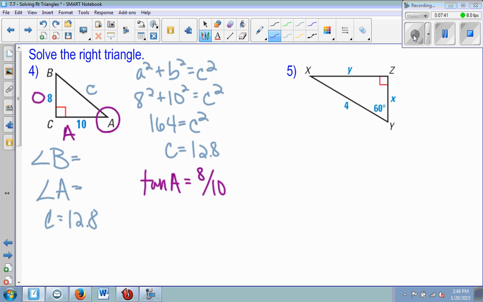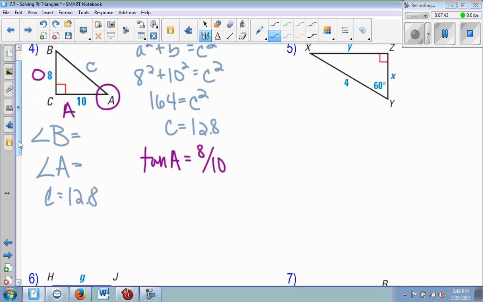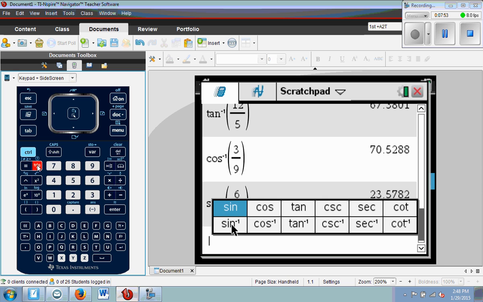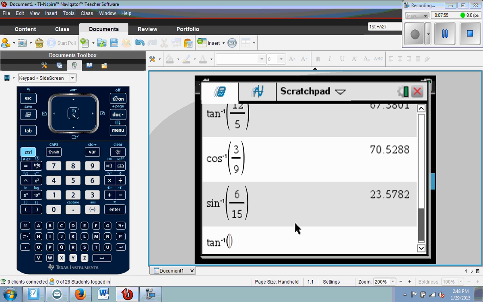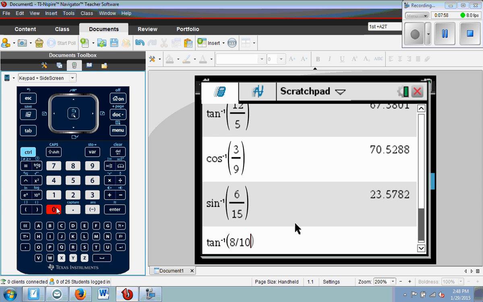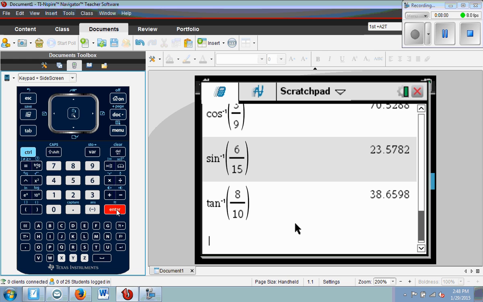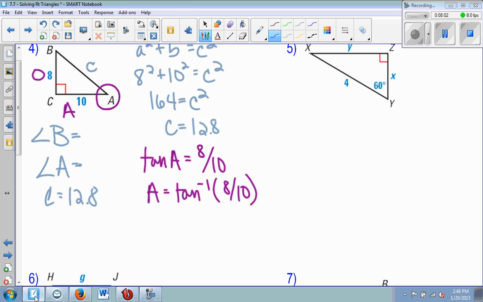And just like on the front side, we said in order to find an angle measure, we're going to use the inverses. So tan inverse of 8 over 10. That's simply just a calculator problem. So we come over to tan inverse, 8 over 10, and we end up with a value of 38.7 degrees.